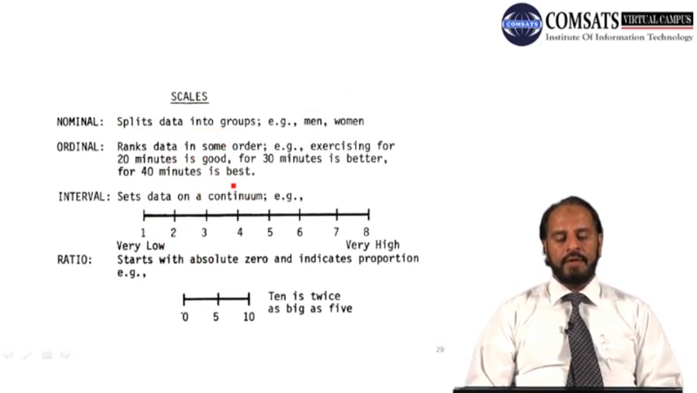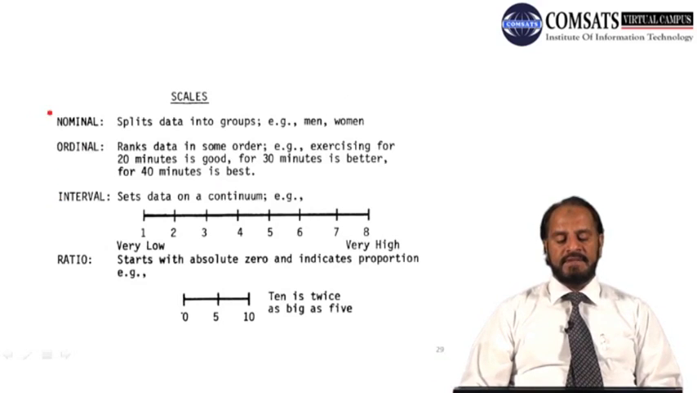So we quickly have a recap on the scales. We said the nominal scale splits data into groups, e.g. men, women. Ordinal scale ranks data in some order, e.g. exercising for 20 minutes is good, for 30 minutes is better, for 40 minutes is best. So among the three different options, we're saying which is better, which is less, which is worse. For interval, we set the data on a continuum, meaning very low to very high.